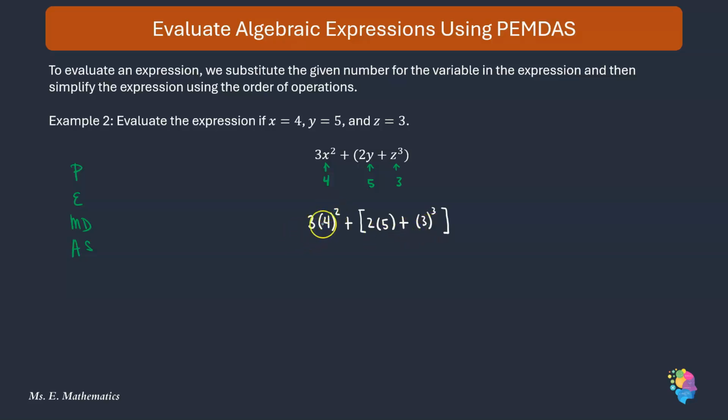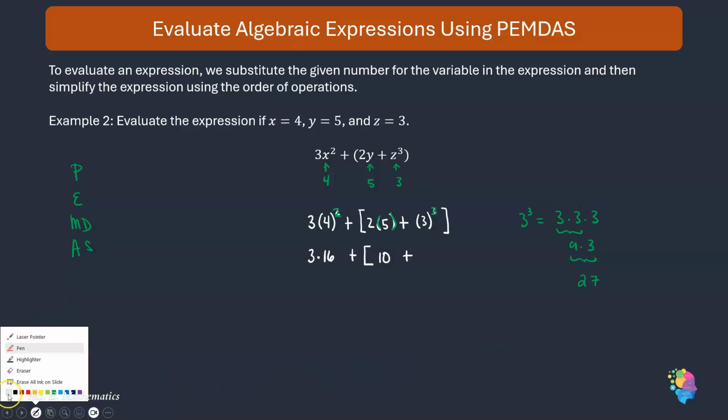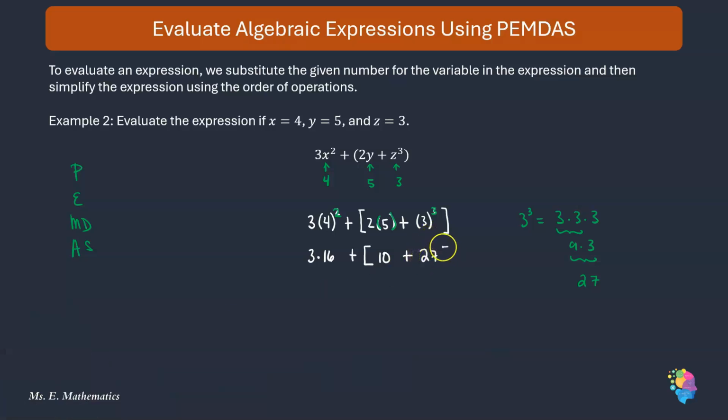So on this one, this first term, I'm going to take care of the exponent. So this becomes 3 times 16. For this term, we are going to multiply the 2 times 5. And for the last term, I'm going to do that exponent. Remember, 3 to the third power means 3 times 3 times 3. This is 9 times 3, and this is 27. So this will be a 27.